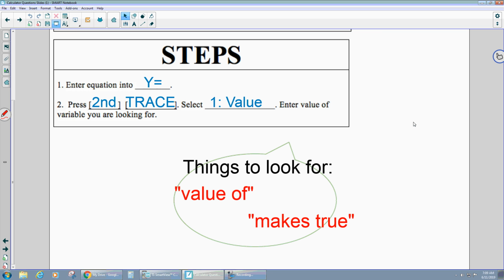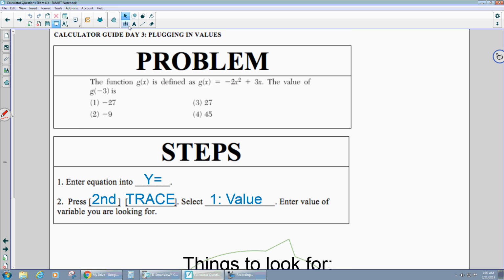We're on to calculator guide day 3 now. Make sure you have all the steps and the things to look for copied. In today's lesson, the things we're going to look for are keywords such as "the value of" or "makes true." So let's go ahead and take a look at this problem.